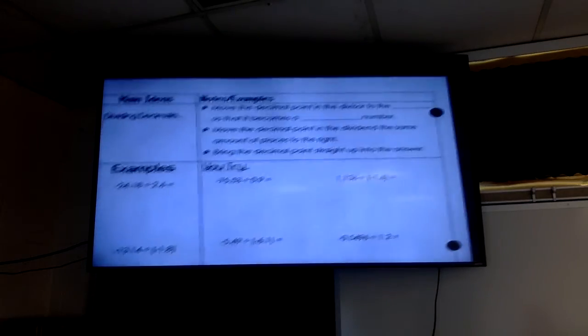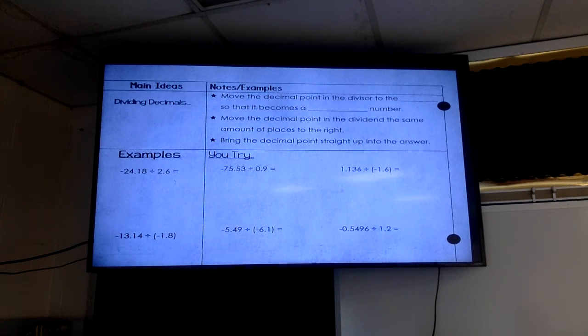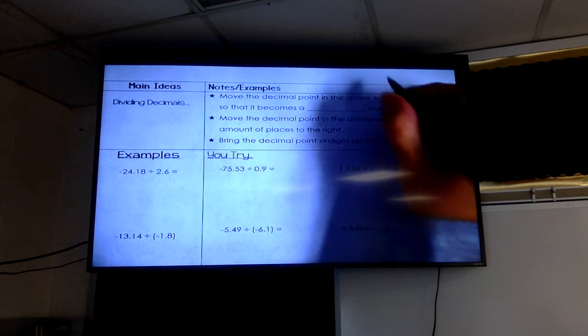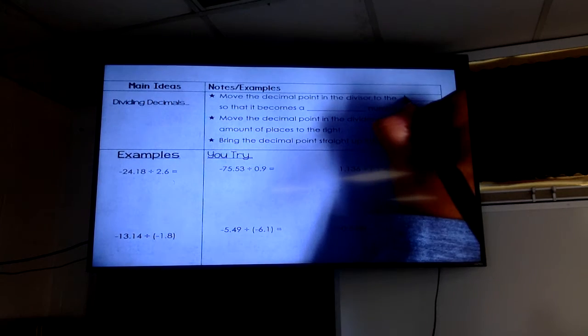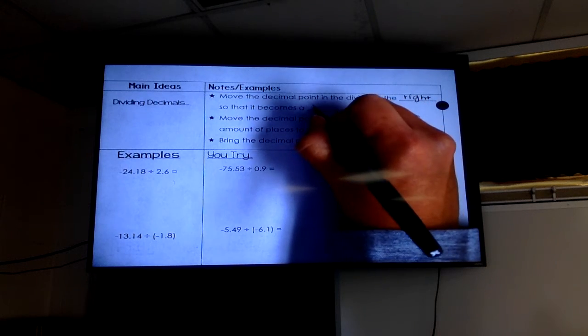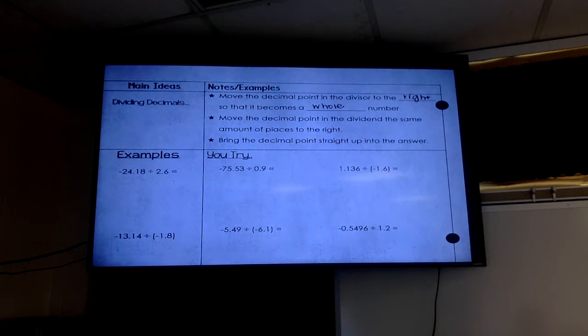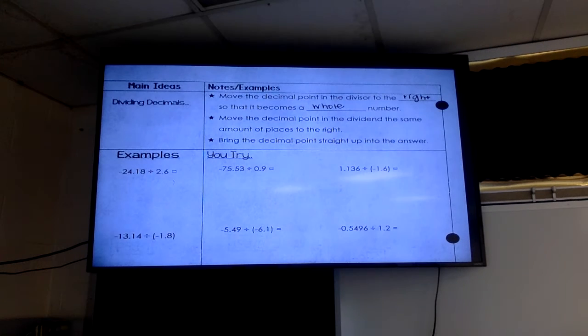Let's try some division. So we're going to flip it to the back. Dividing decimals, you've learned how to divide decimals before. So again, this is review. The only thing that we're adding to it is the positives and negatives. So remember, when you divide decimals, move the decimal point in the divisor to the right so that it becomes a whole number. You can't divide by a decimal. You need to make it into a whole number.